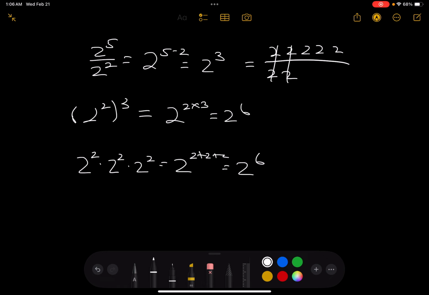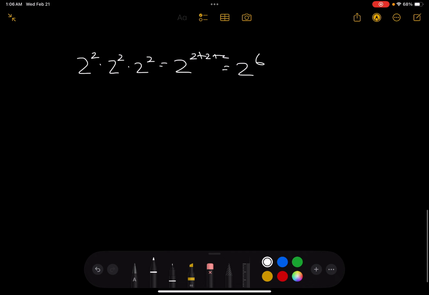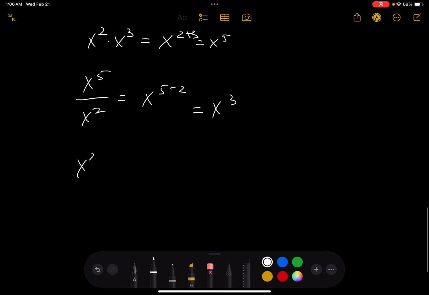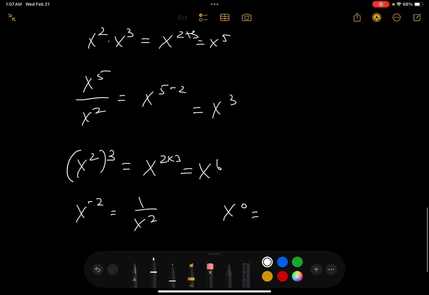And from there, if we understand how to work with integer bases and how to multiply or divide or take a power to a power, then the rules for variables are the same. So we can have x to the second times x to the third. Well, that's x to the 2 plus 3, which is x to the fifth. If we have x to the fifth over x to the second, well, this is the same thing as x to the 5 minus 2, which equals x to the third. X to the second to the third, this is x to the 2 times 3, which is x to the 6. X to the negative 2, well, this is 1 over x squared. X to the 0, well, any number to the 0 is 1.